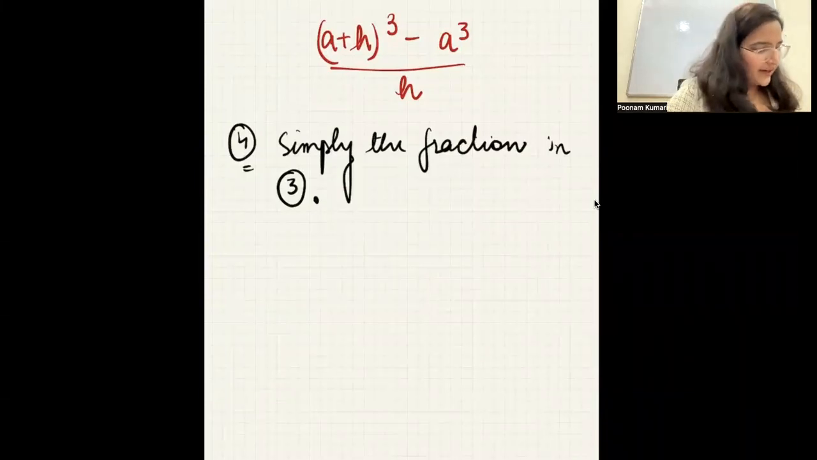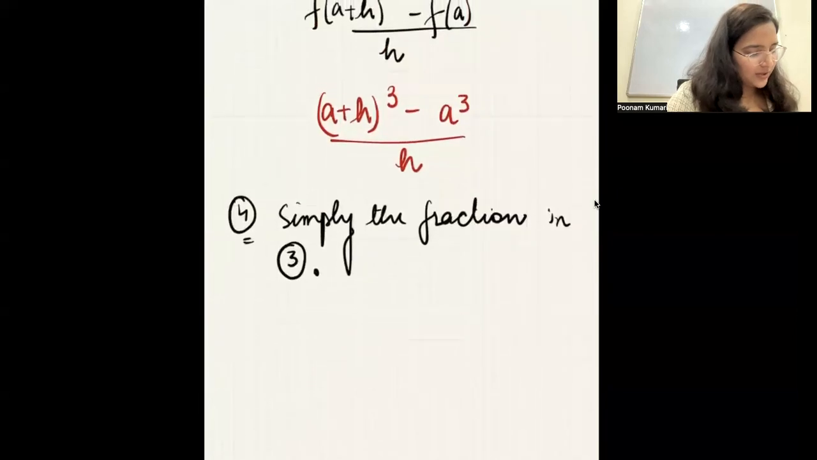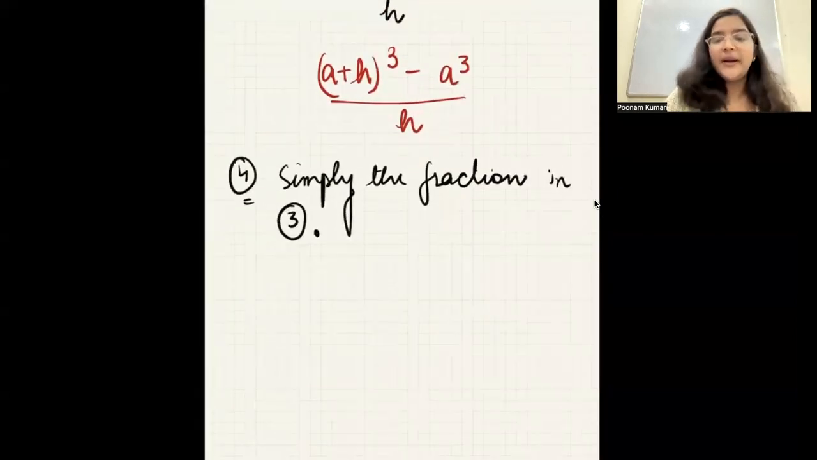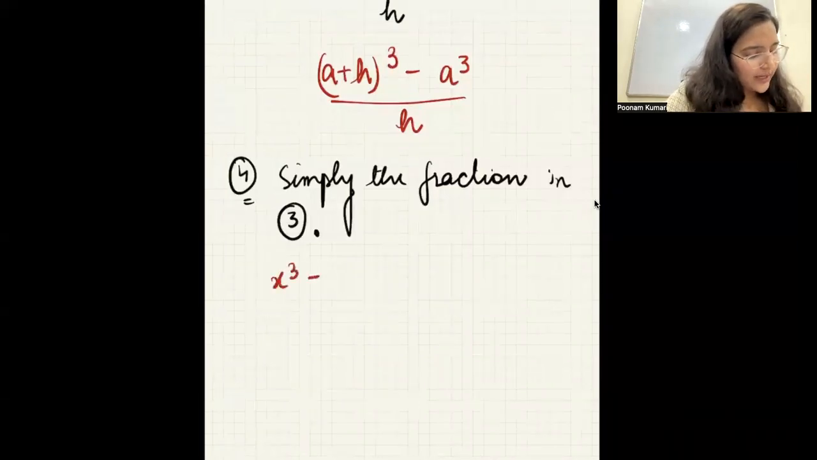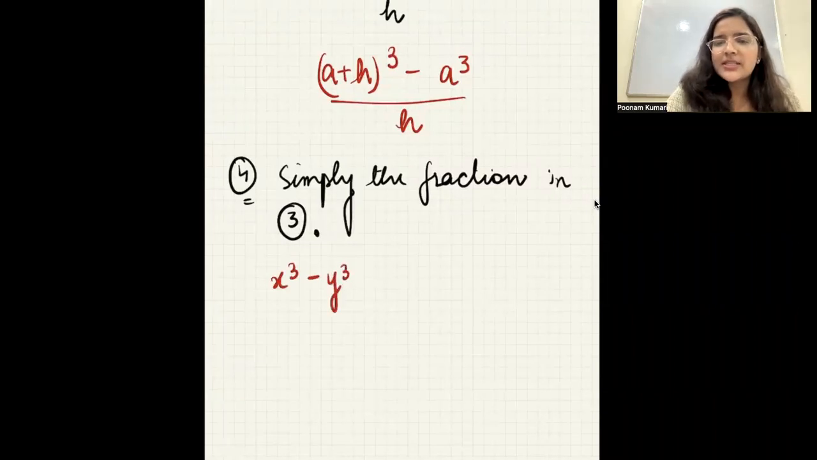So we have to simplify it. So I have this fraction, a cube minus, so basically x cube minus y cube. Agar is tarike se aapko diya hua hai, to aap isko kis tarike se likh sakte ho?